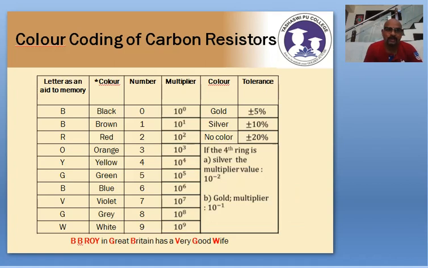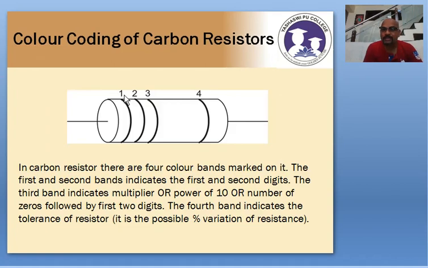Which means, now, first ring is brown, 1. Second ring is black, 0, so 1, 0, that is 10. Third ring is red. Red means 10 to the power 2, which means 10 into 10 to the power 2, which means 10 into 100, which means 1000 ohms. And fourth ring is gold. Gold represents plus or minus 5%.